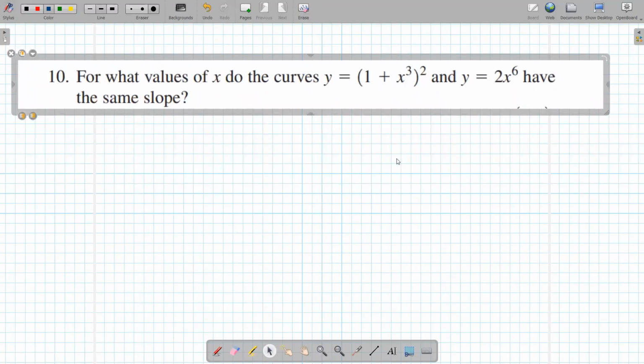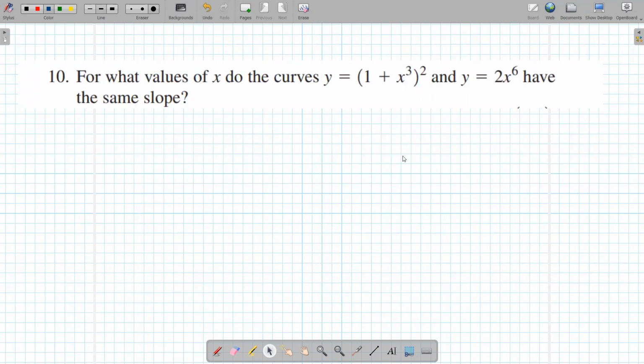This one says, for what values of x do these two curves have the same slope? Now remember, slope is just the derivative. Okay, let's just start by finding the derivative. What's y prime? If y is this, what's y prime? You bring the two to the front. Yeah, so it's going to be 1 plus x cubed. What do you multiply this by?